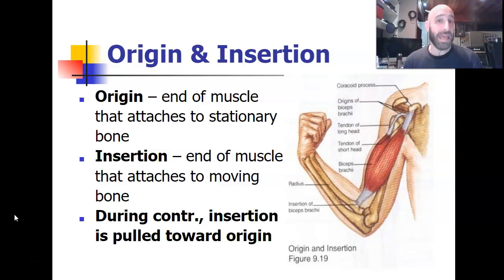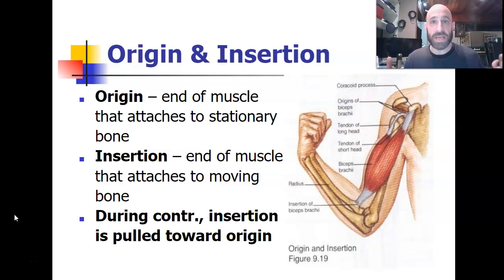And there's going to be one end that attaches to a bone that moves, and there's going to be one end that attaches to a bone that's stationary. And there's some terminology for that. They're called origin and insertion. The origin is the part of the muscle that attaches to the non-moving bone, so the stationary bone. And the insertion is the part of the muscle that attaches to the moving bone.